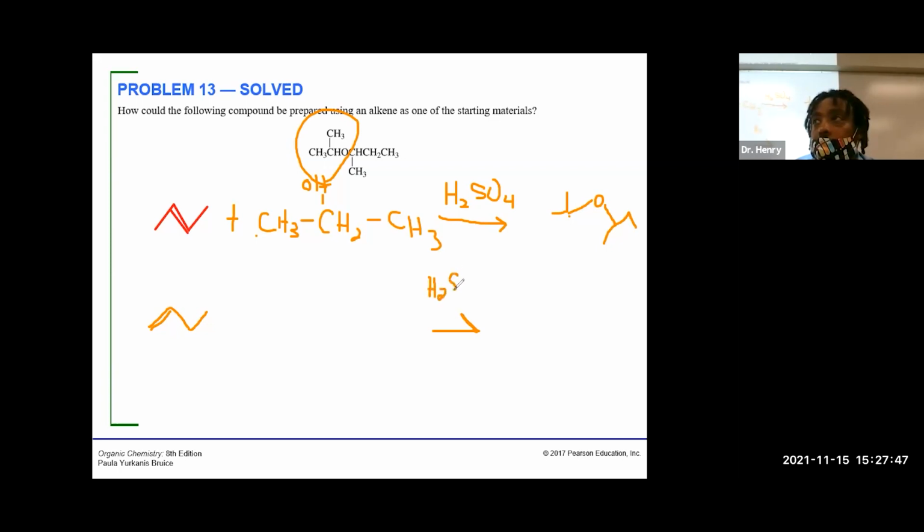Okay, is there anything else? Anyone else? Something else we can do? How many carbons is this?